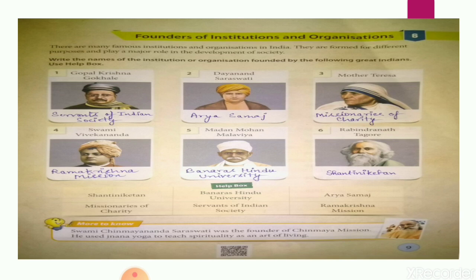Then second one is Dayanand Saraswati. Dayanand Saraswati founded Arya Samaj. He founded Arya Samaj on 7th April 1875 in Mumbai, which at that time was Bombay, with two principles, based purely on God, soul, and nature.